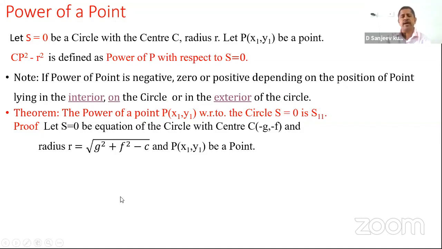So CP² − R². What is the value of CP? Can you tell? CP² is the square of the distance between the points C and P. So how to find CP²?